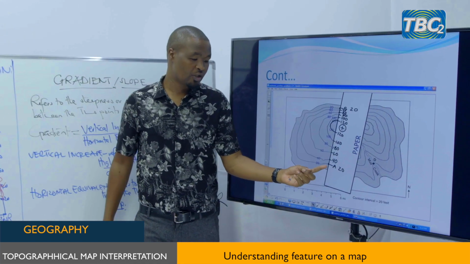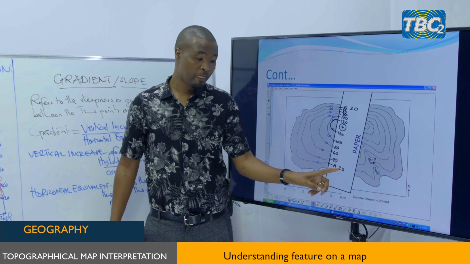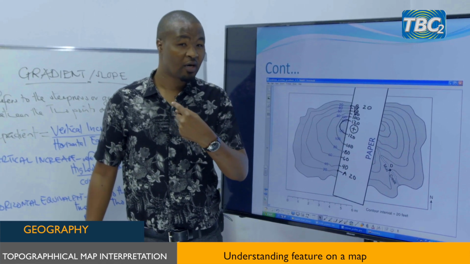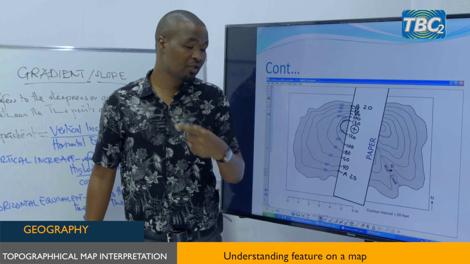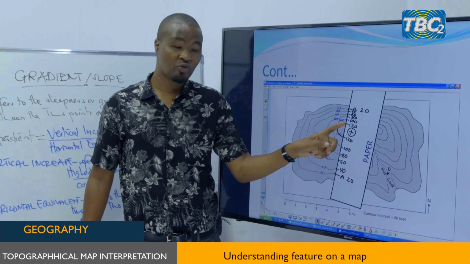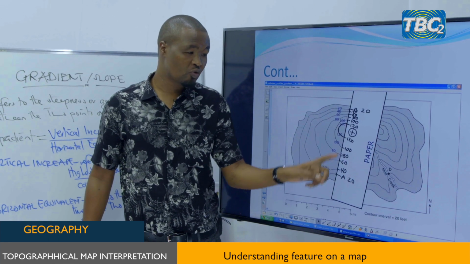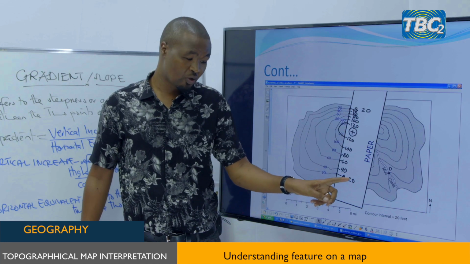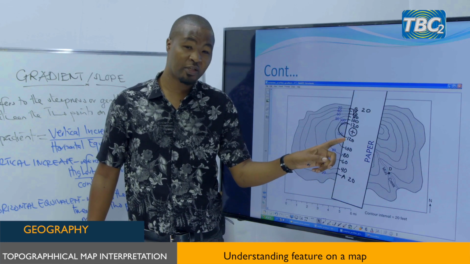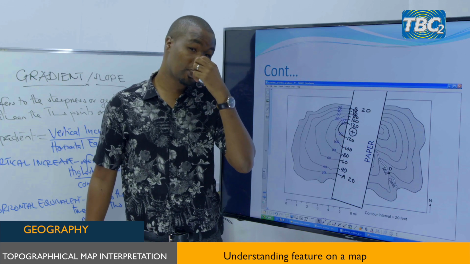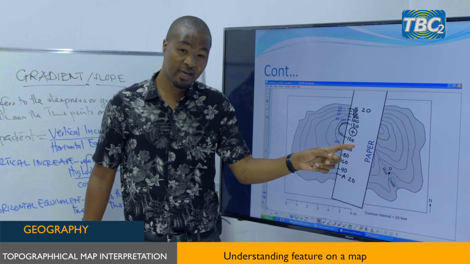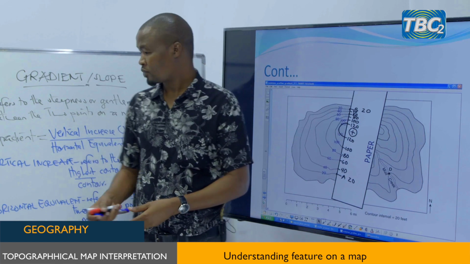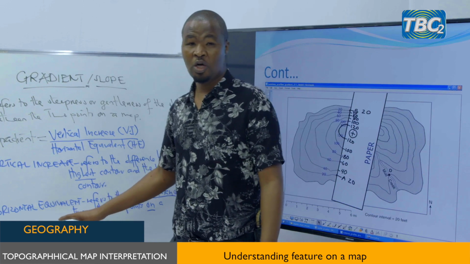The lowest contour right here is 20, and the highest contour, as you can see, is 120. So what is vertical increase? Vertical increase refers to the difference between the highest contour and the lowest contour that cut across the 2 points on the straight line, which is point B and point A. The lowest contour is 20 and the highest contour is 120. It means the vertical increase is the highest contour, 120, minus the lowest contour, 20. Are we together?